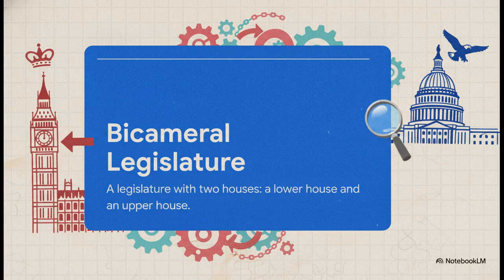It divides power. It prevents any single group or faction from just totally dominating the lawmaking process. By forcing new laws to pass through two completely distinct bodies, you're building a system of checks and balances right into the very architecture of the government itself.